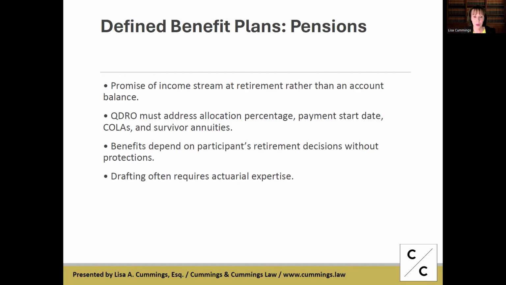A qualified domestic relations order for a pension plan must address the allocation percentage that's to be awarded to the alternate payee, the payment start date, any cost of living adjustments, as well as whether the survivor annuity should be applied. The benefits in the pension plan depend upon the participant's retirement decision without specific protections. Drafting a pension qualified domestic relations order often also requires actuaries to be included. So there is the additional layer of actuarial expertise.